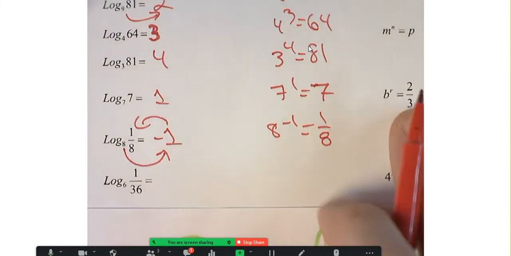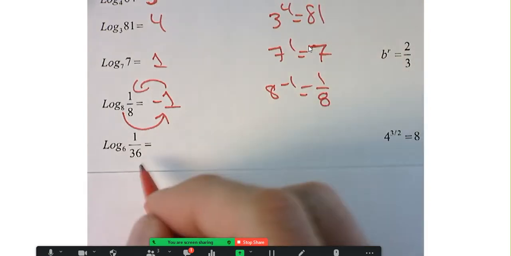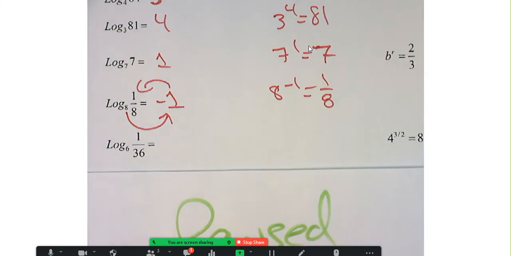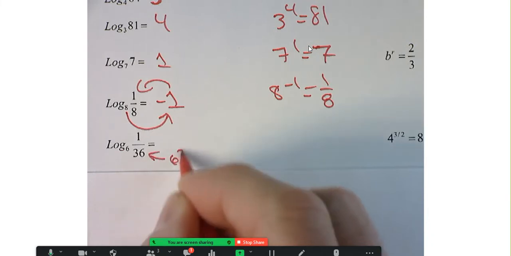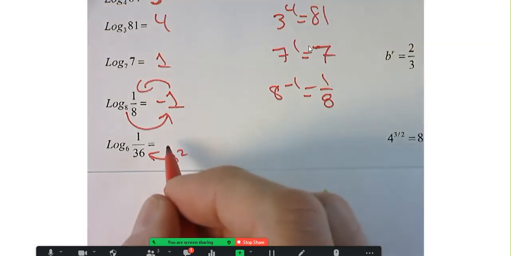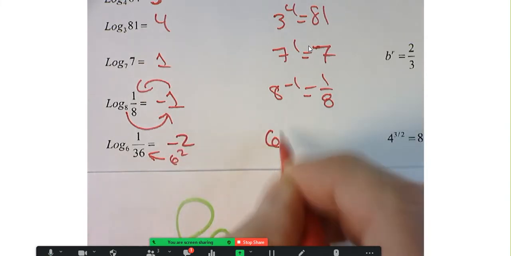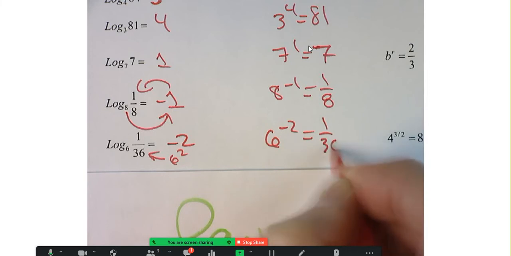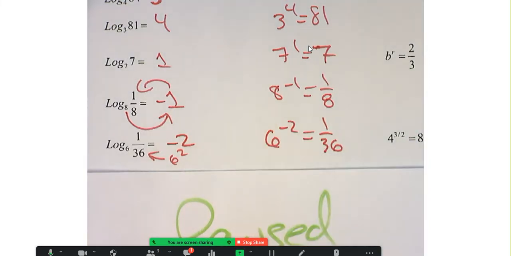How about this one? Log base 6 of 1 over 36. I'll give you a little hint here. 36 is 6 squared. Does that help? Good. So what should I put here, Katie? -2. Nice. Because 6 to the -2 is 1 over 36. That'd be 1 over 6 squared, and 6 squared is 36. So excellent.